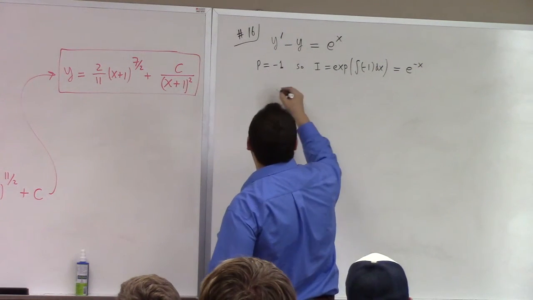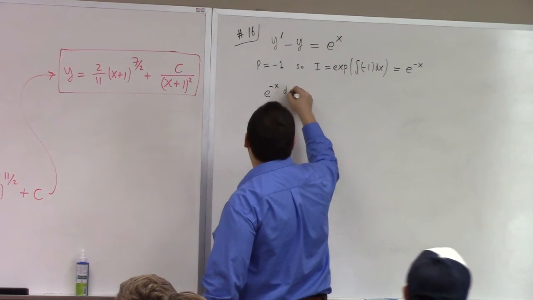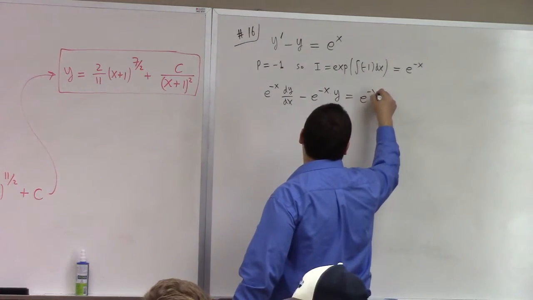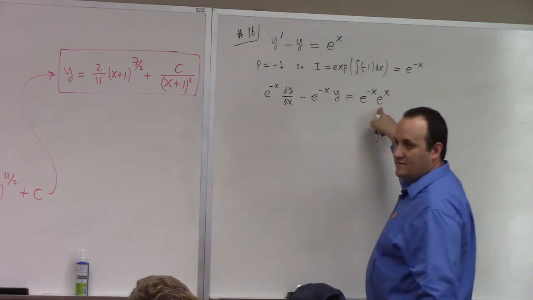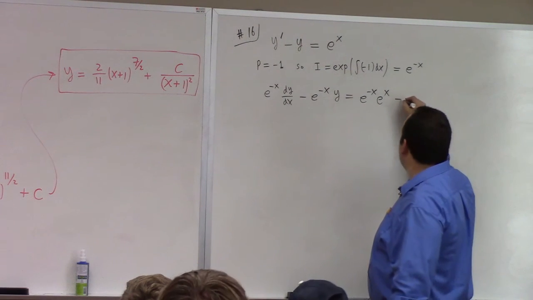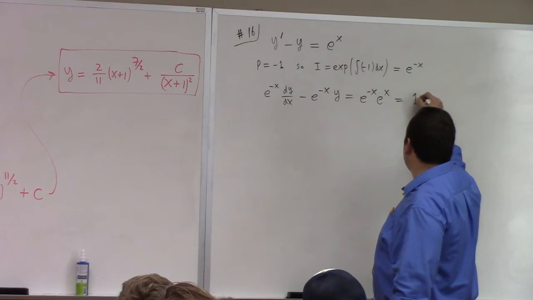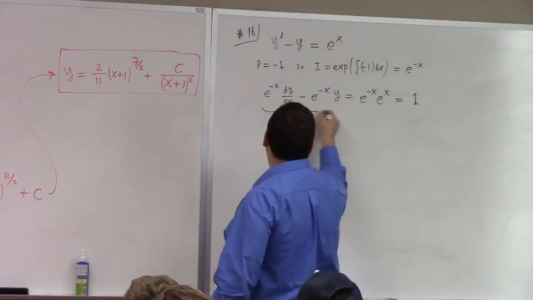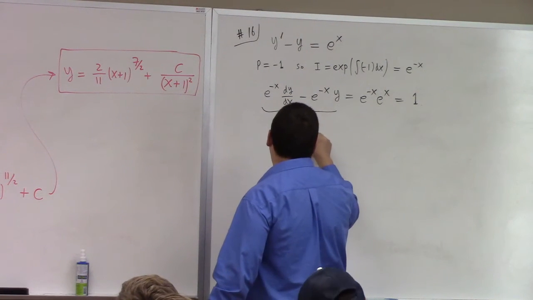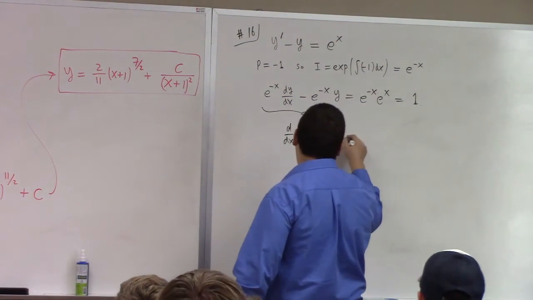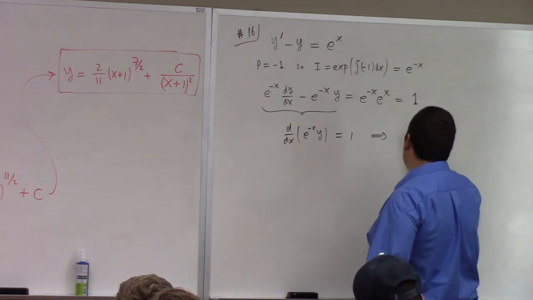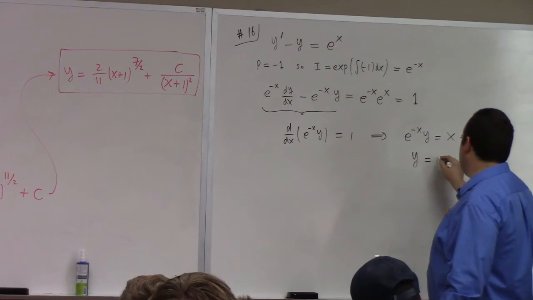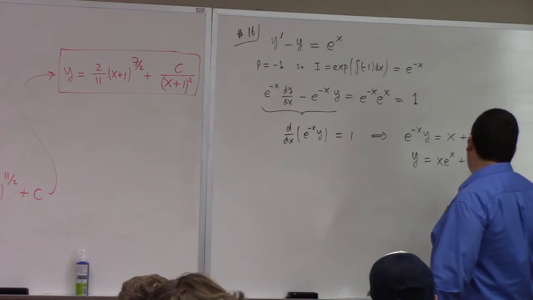Okay, so then we have, very good, e to the minus x times dy dx minus e to the minus x times y equals e to the minus x times e to the x. But these, of course, are natural enemies. They annihilate in a flash of light, and all that's left is 1. And then on the other side, of course, you have, by reverse product rule, d dx of e to the minus x times y, integrating both sides. And so that gives us y is equal to x e to the x plus c e to the x is our solution.